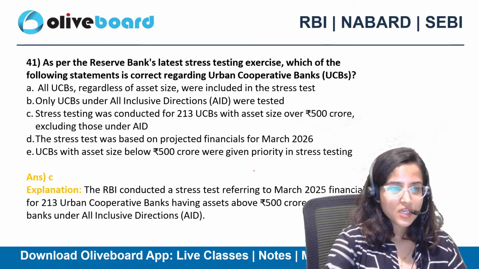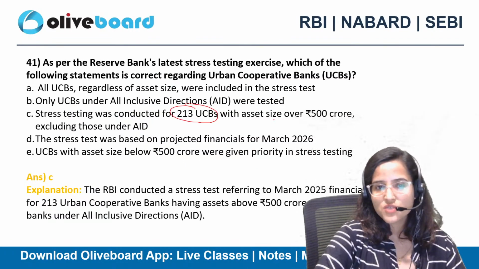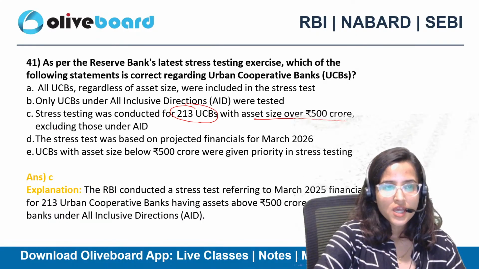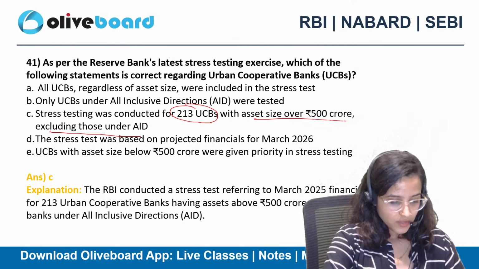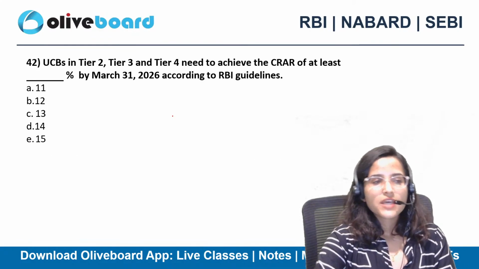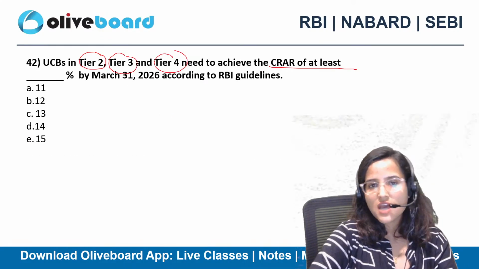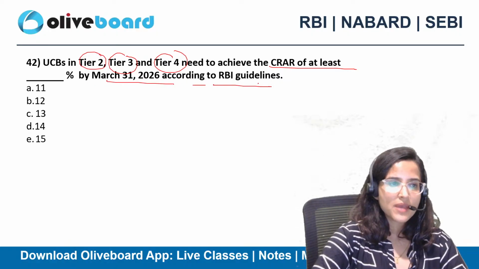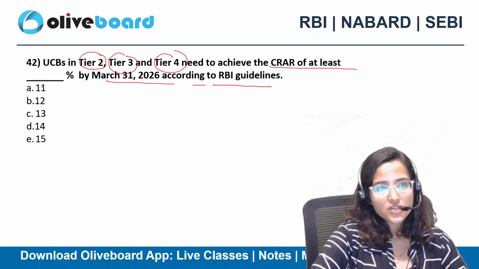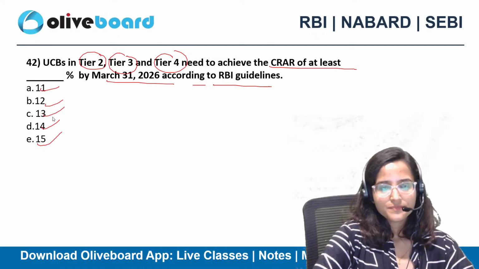Anurag is saying C, which is absolutely correct. Stress testing was conducted for 213 UCBs with asset size over 500 crore, excluding those under all inclusive directions. Okay, 42nd question. UCBs in tier 2, 3, and 4 need to achieve CRAR of at least dash percentage by March 31, 2026, according to RBI guidelines. 11%, 12%, 13%, 14%, or 15%.